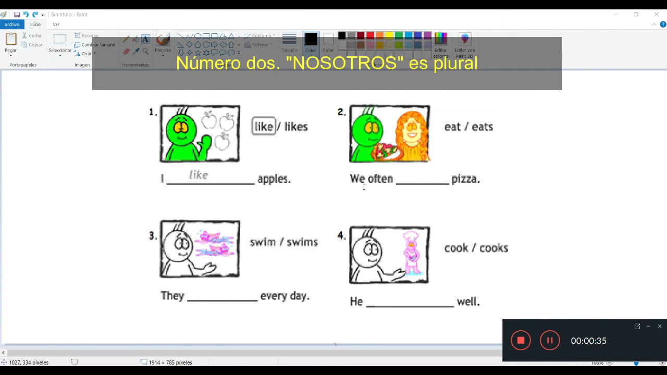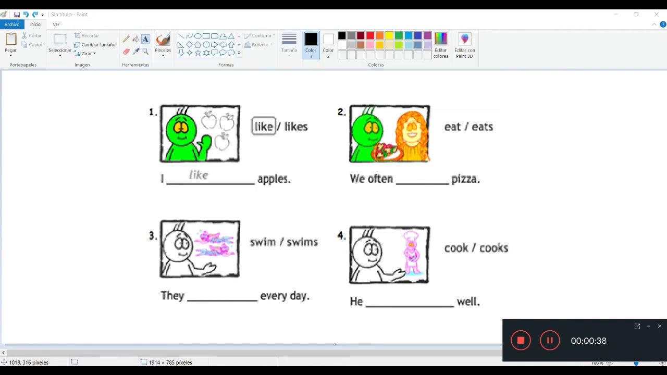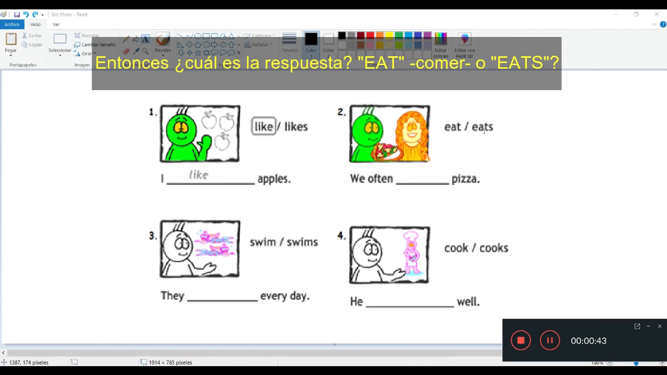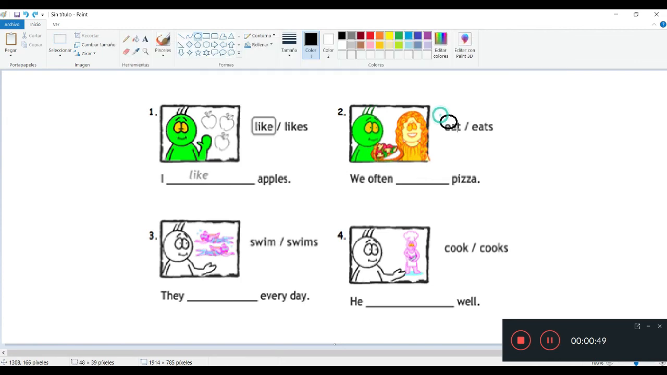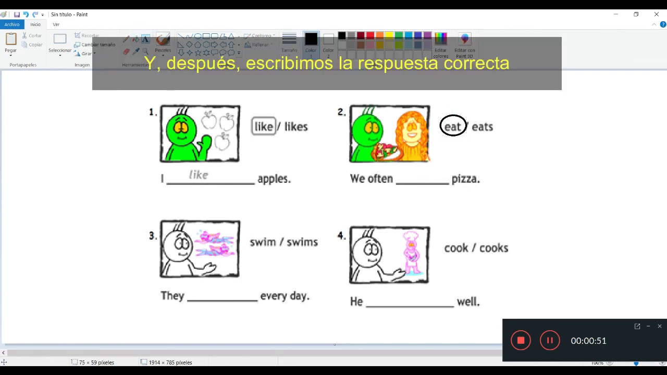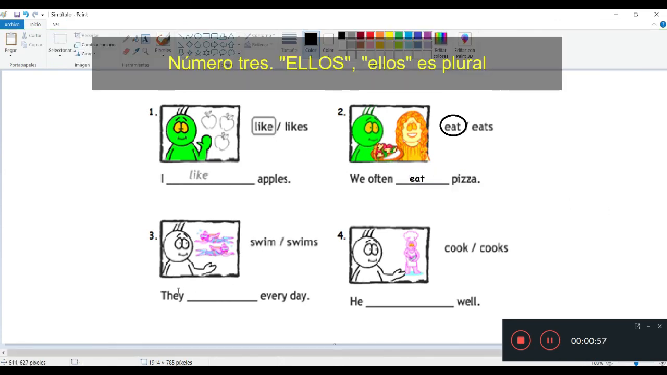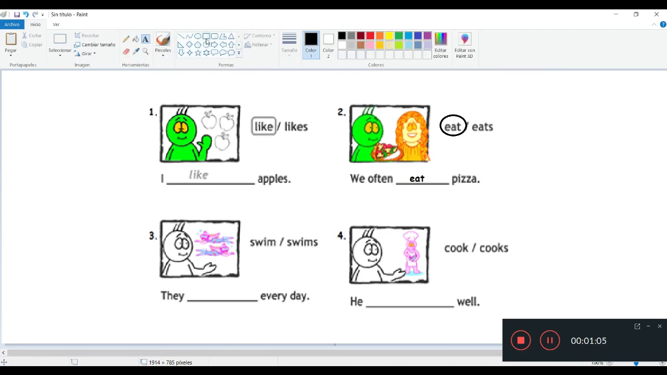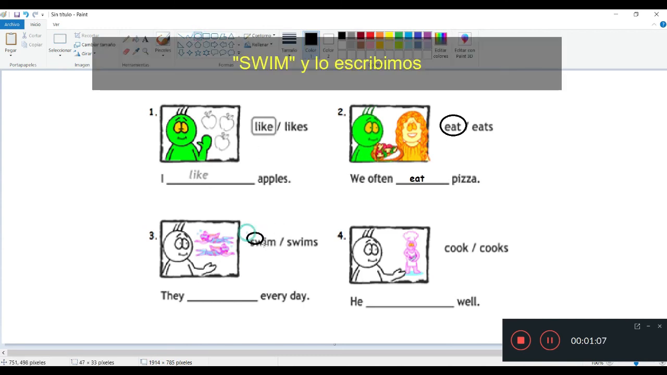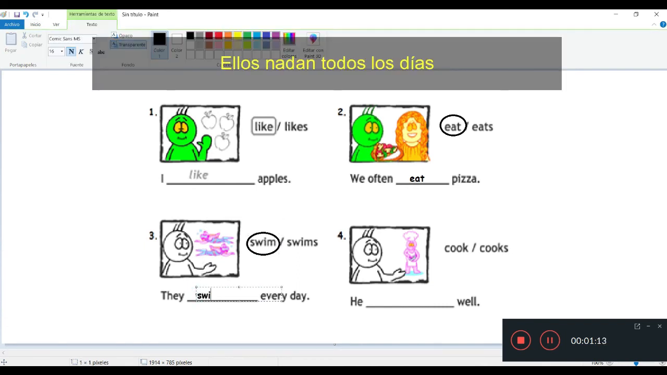Number 2, we. We is plural. So which is the answer? It or its? We have to circle it. And then we write down the correct answer. Number 3, they. They is plural. Swim or swims? Swim. And we write it down. They swim every day. Very good.